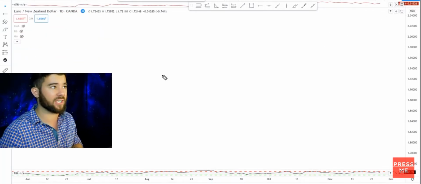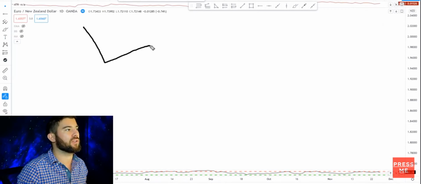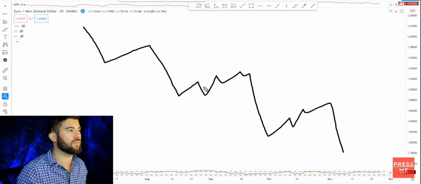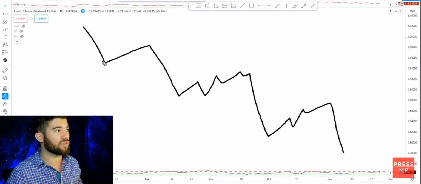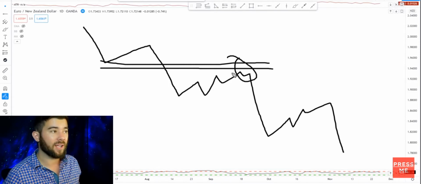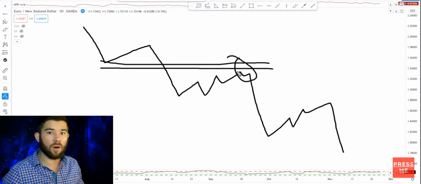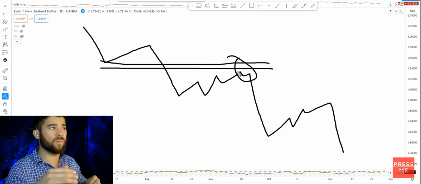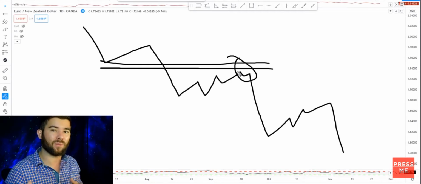Let's do a bearish example. In a bearish trend, the trend would look something like this, right? As we go further and further, what we're looking for in a bearish trend is for the market to get back up to that previous level of structure support that now we expect to become resistance. So this is called a break and retest strategy.